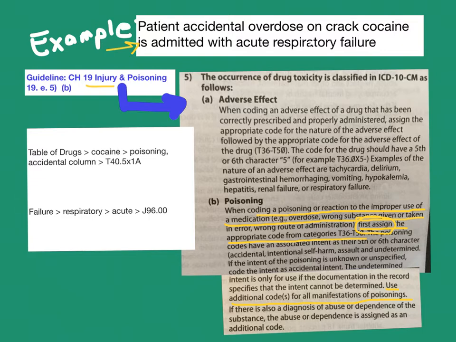So as far as sequencing goes, the first code would be starting in the table of drugs, which we've covered in a few videos now. Table of drugs, find the listing for cocaine, and then we find the column related to poisoning accidental because we have an accidental overdose, an accidental poisoning, which leads us to code T40.5X1A. And then as our secondary code, we'll pull in that acute respiratory failure, J96.0.